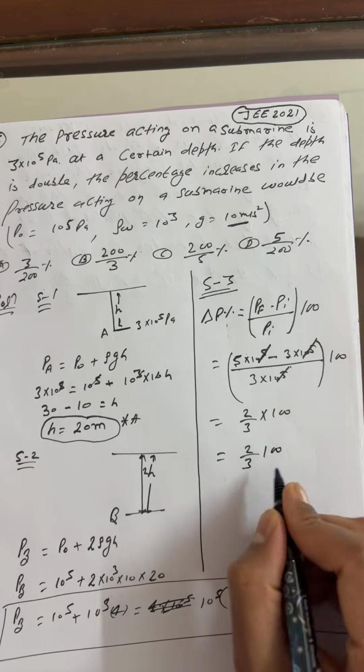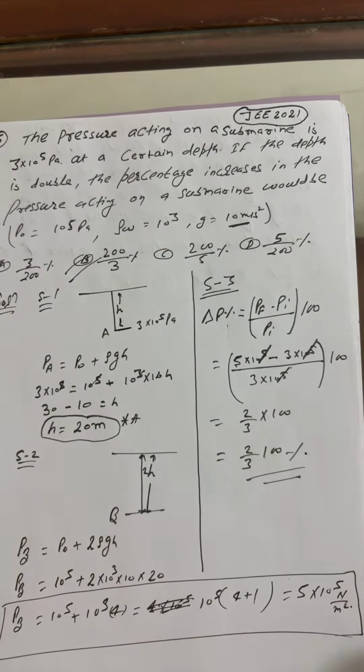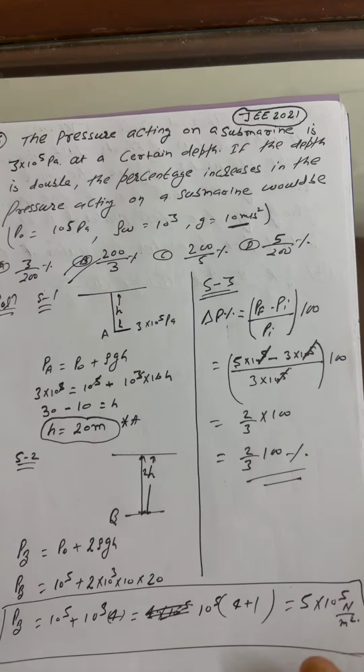2 by 3 into 100 here. Beta, this is percentage. Which option is correct? Option B is correct, my dear.